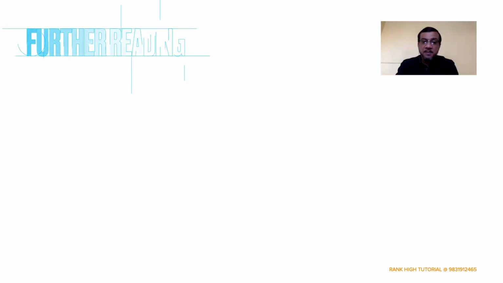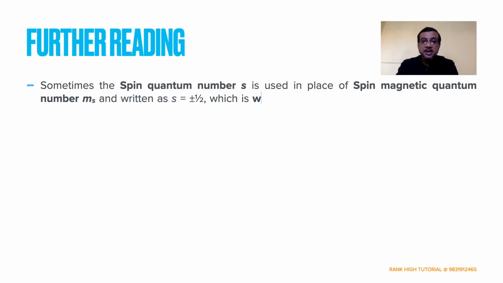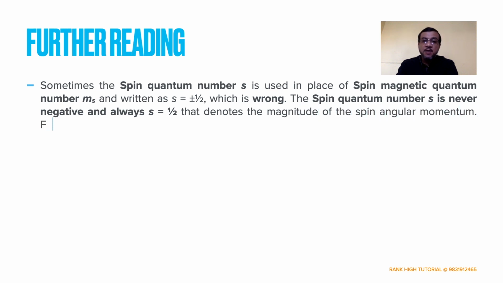Here we have to remember one vital thing. Sometimes the spin quantum number is used in place of spin magnetic quantum number and written as small s equal to plus minus half, which is absolutely wrong. The spin quantum number is never negative and always equal to 1 by 2. That denotes the magnitude of spin angular momentum. For the z component only, we can write the spin magnetic quantum number equal to plus minus half.